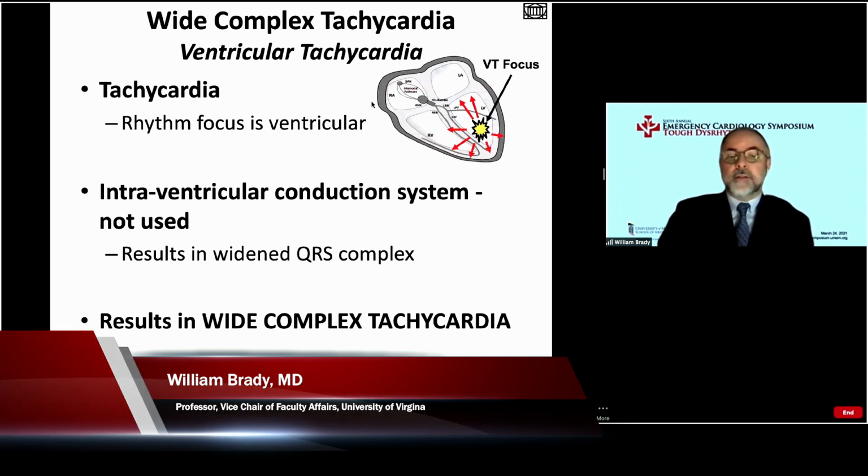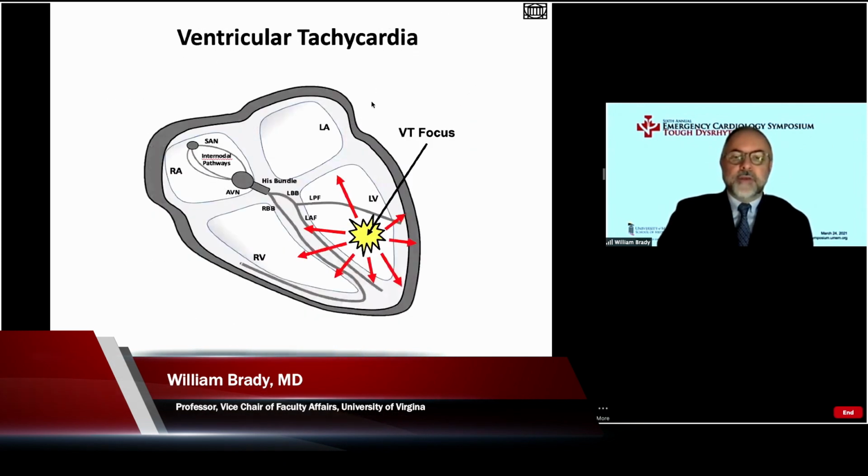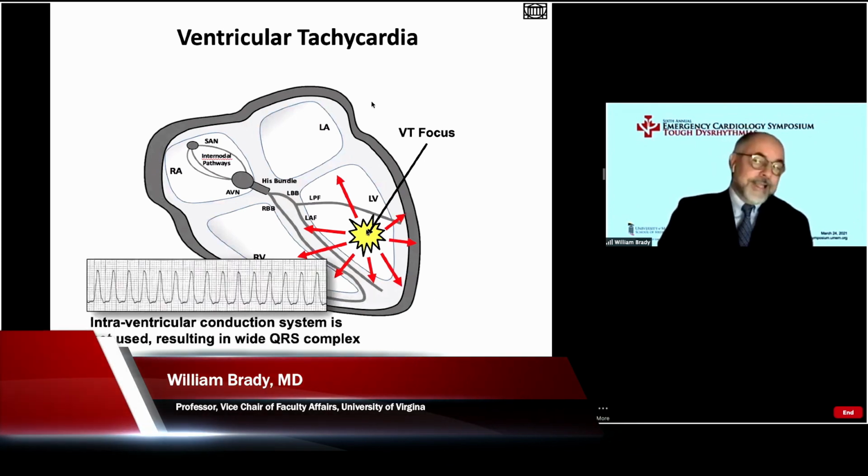Now, let's look at VT quickly. VT, I think we're all pretty comfortable with, at least what it means and how it presents. We have a focus somewhere in the ventricular myocardium. The intraventricular conduction system, the bundle of His, the bundle branches aren't used to conduct the impulse through the ventricle, so we have inefficient conduction that takes much longer to occur, and we have the resultant wide complex tachycardia, which you then put together with the ventricular focus, and we have VT.